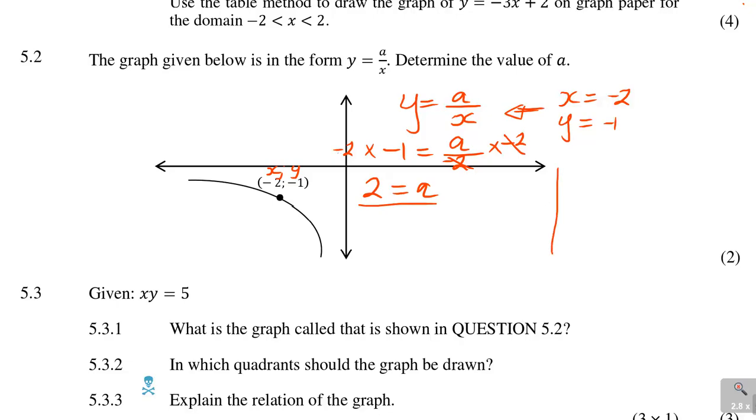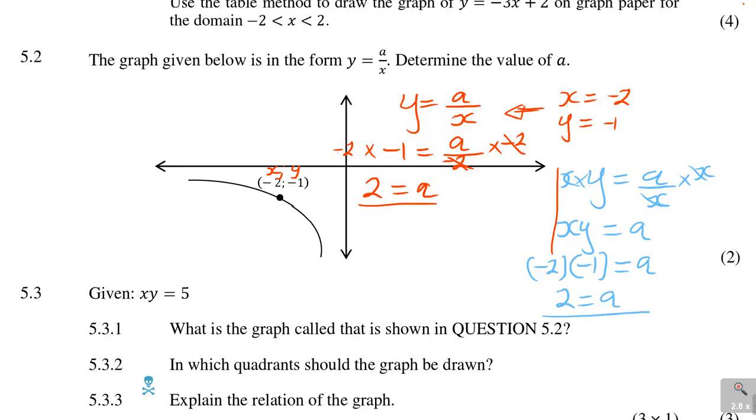Or you could have said quickly y is equal to a over x. You start by multiplying by x and multiplying by x before you substitute, so that you have got xy is equal to a. But you know what is your x? It's your -2. You know what is your y? Is your -1 is equal to a. -2 times -1, you have got 2 is equal to a. Whatever way, you're going to get the answer, and it's 2 marks. So that is how you could have solved that one.